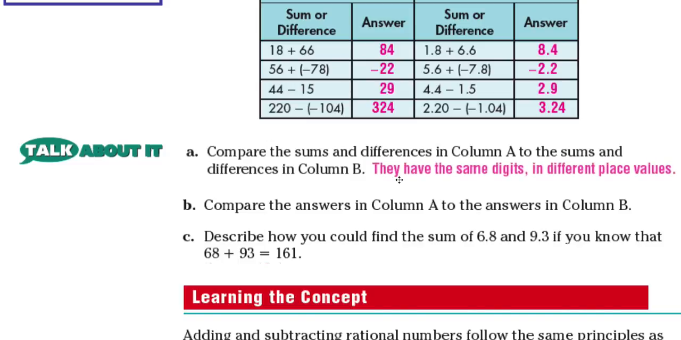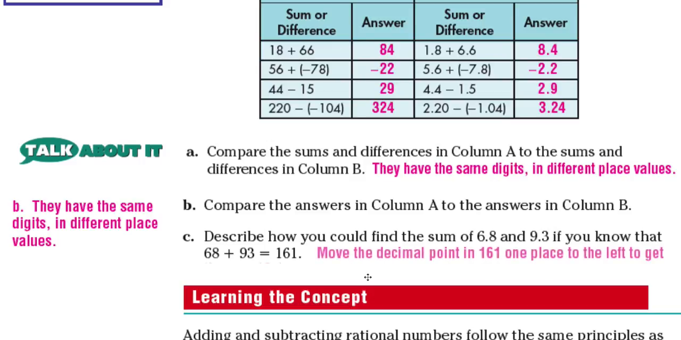If you want to compare the sums and differences, column A to column B, they have the same digits in different place values. Compare the answers in column A to the answers in column B: they have the same digits in different place values. Finally, describe how you could find the sum of 6.8 and 9.3 if you know that 68 plus 93 equals 161. You simply move the decimal point in 161 one place to the left to get the sum of 16.1.